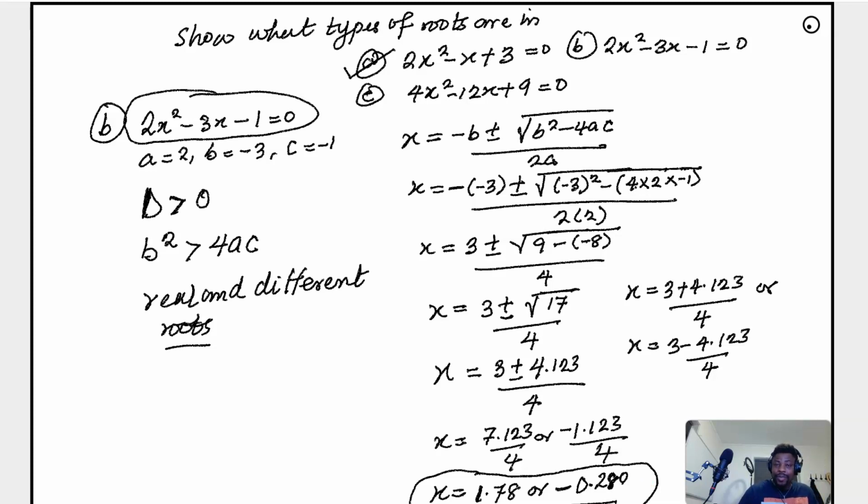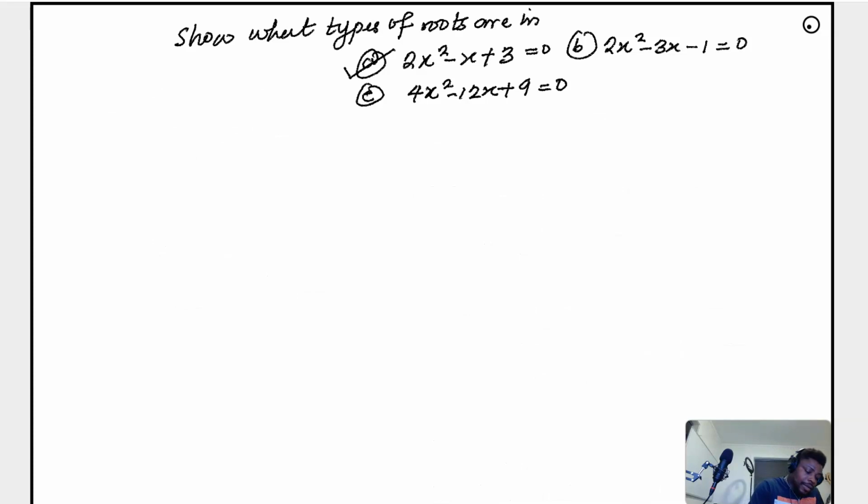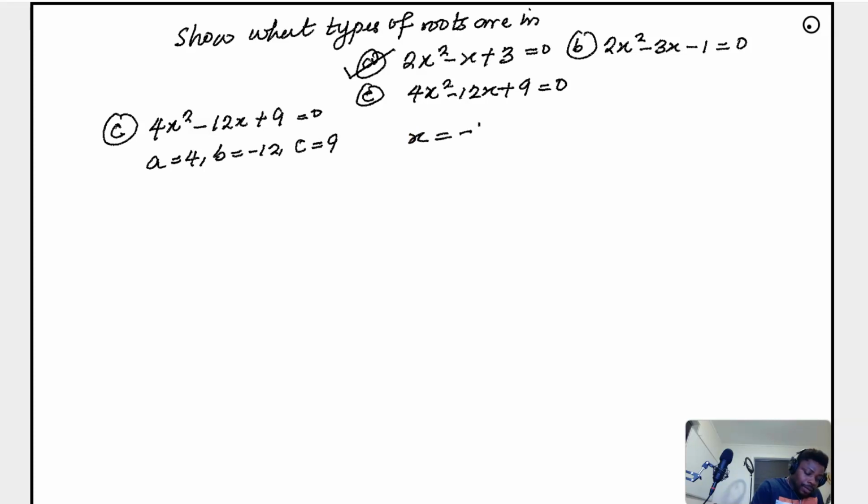Now let's go to the last question. Now taking the last question, C, 4x squared minus 12x plus 9 is equal to 0. Our A is 4, our B is minus 12, our C is 9. Now using x equals minus b plus or minus the square root of b squared minus 4ac, over 2a.